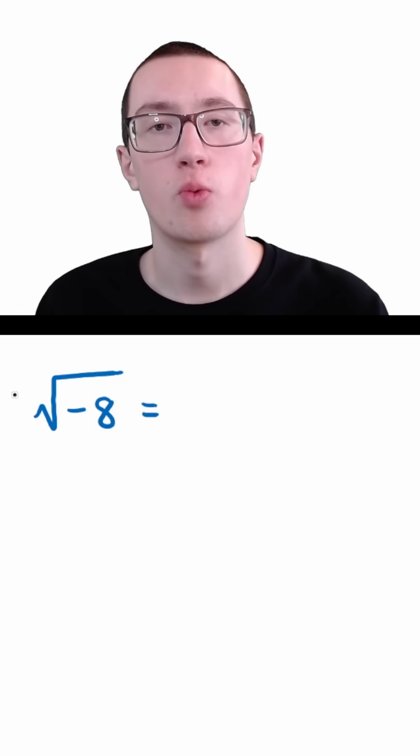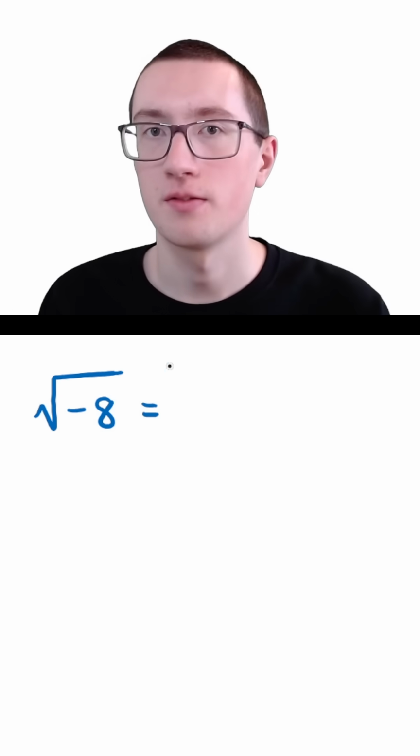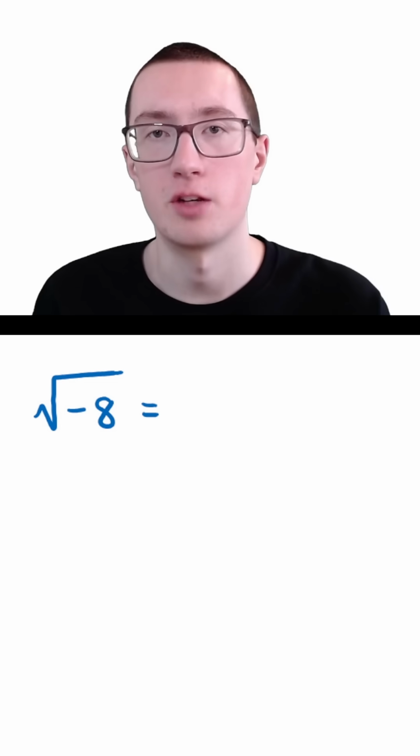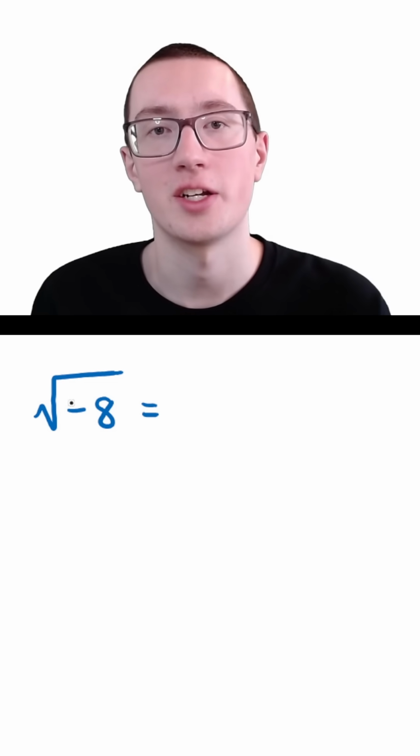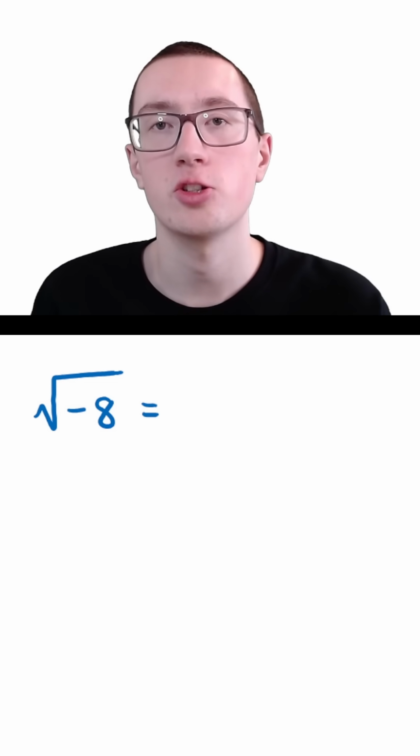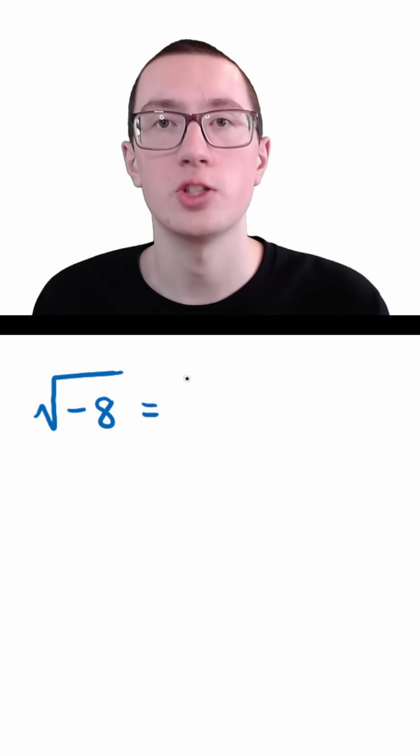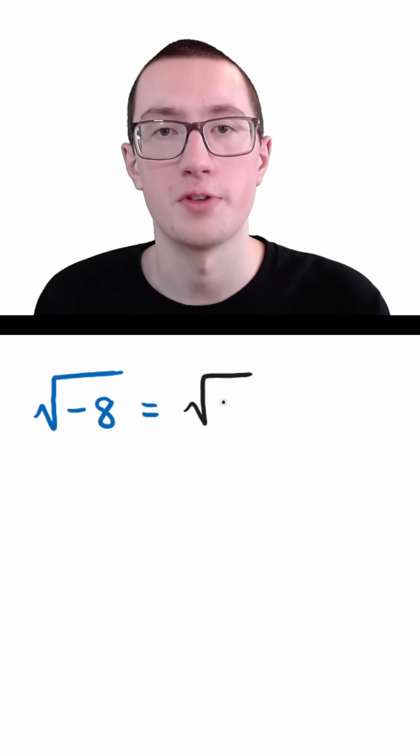How do we find the square root of negative 8? Well, normally you can't find the square root of a negative number, and that's still true. Nothing's changed. But in this case, we can actually use imaginary numbers. So we can actually split this up into the square root of negative 1 times the square root of 8.